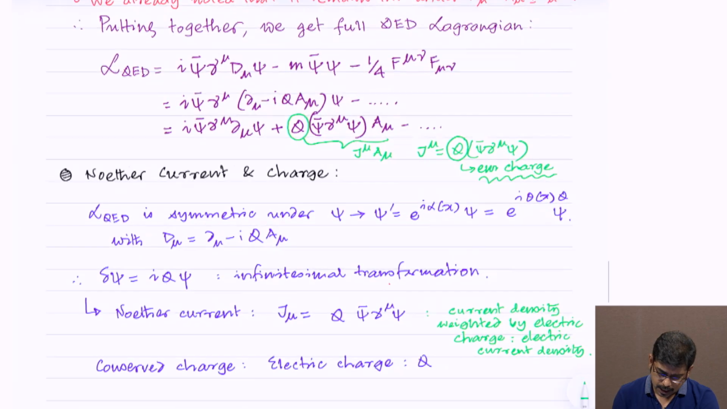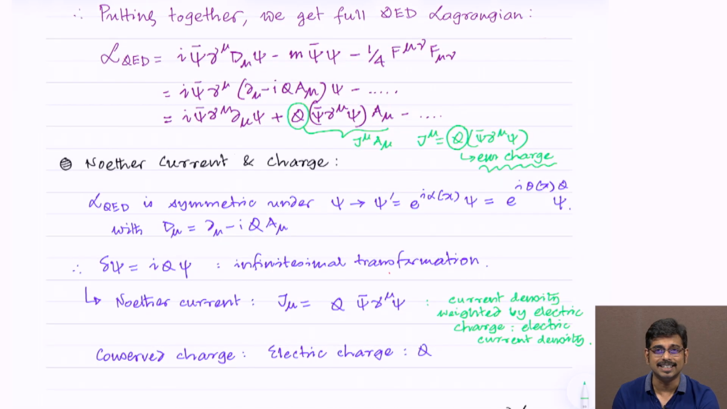Now this automatically brings back the question: does the current interaction that we are talking about, or the charge that we are talking about, have anything to do with the Noether current and Noether charge? Because we have already seen that when there is a symmetry, then there is a conserved current, and then there is a conserved charge along with it. So that's the question that we would like to ask, and the answer is indeed yes.